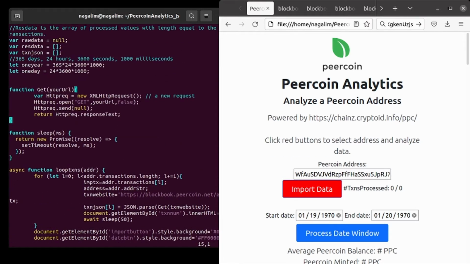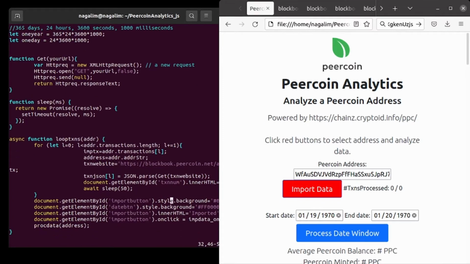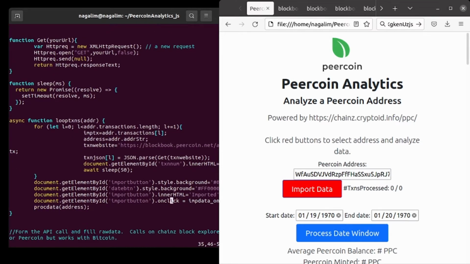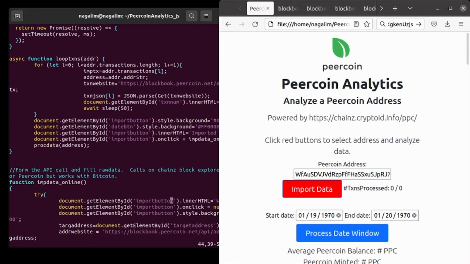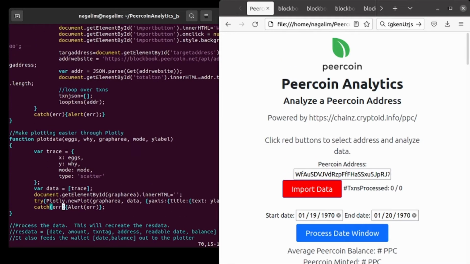So, we have the ability to open an HTTP request. We learned how to sleep. We are going to be able to loop over transactions and pull out their JSONs, right? We do some funny things with the buttons, and we go to a target address. We pull out a target address, we go to Blockbook, we pull out its JSON, and then we feed it into the transactions, and then the transactions process the data at that address, right?